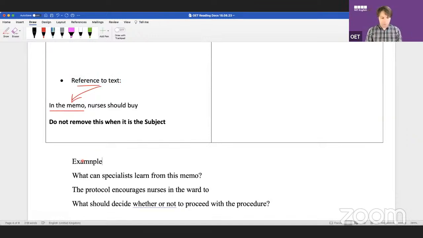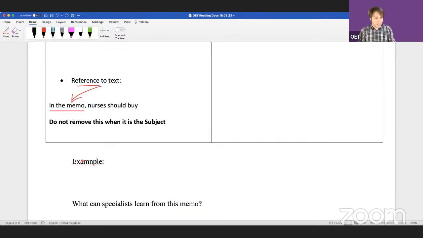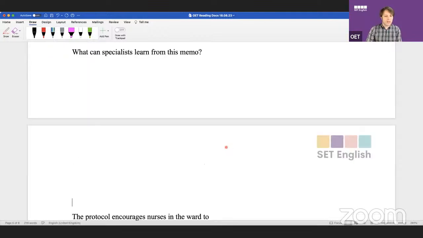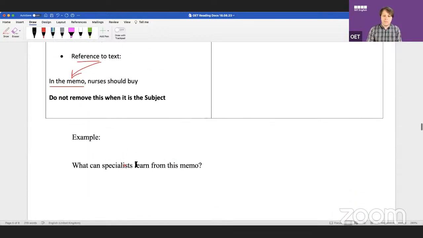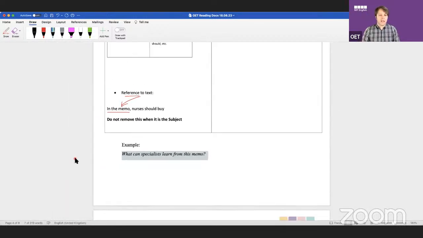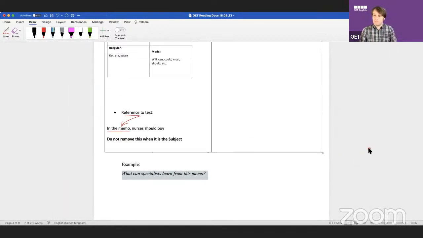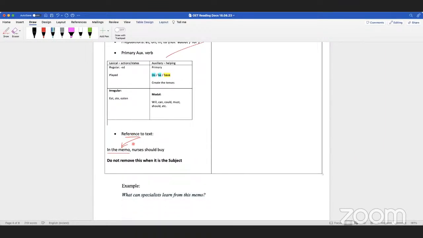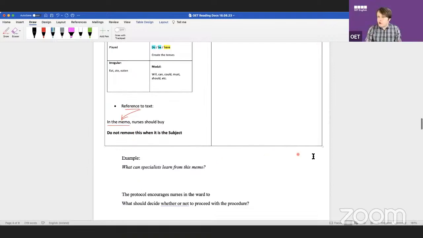Let me show you what I mean. Okay. So here's a question. What can specialists learn from this memo? Can everyone see this here? What can specialists learn from this memo? Mustafa, could you put your microphone on, please, sir? It's okay, Mustafa, or we could try maybe Kanku, Kai, Jenny, one of you guys. Hello. Hey there, Kanku. Oh, you've got a bit of a bad connection.